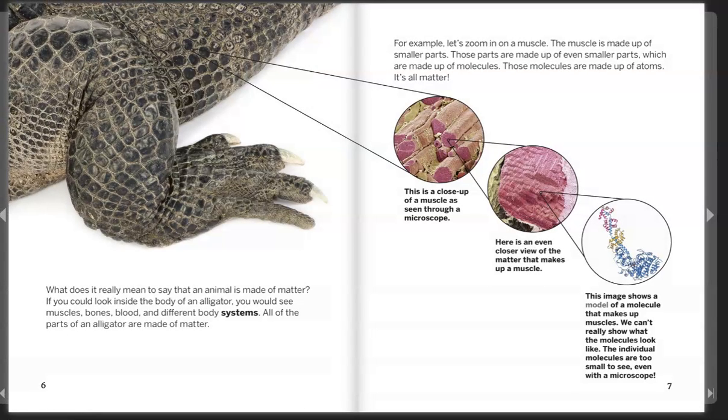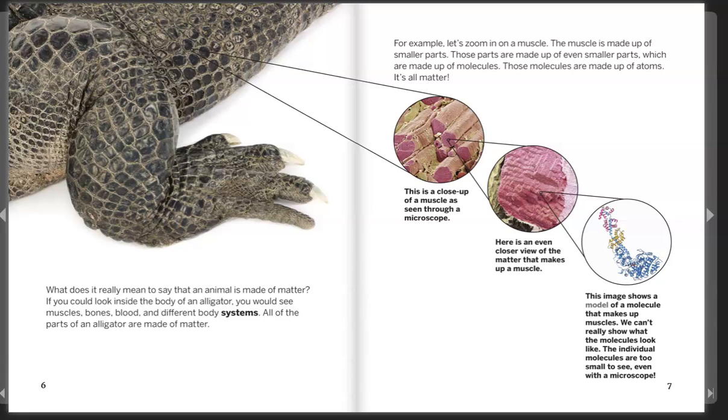What does it really mean to say that an animal is made of matter? If you could look inside the body of an alligator, you would see muscles, bones, blood, and different body systems. All of the parts of an alligator are made of matter.